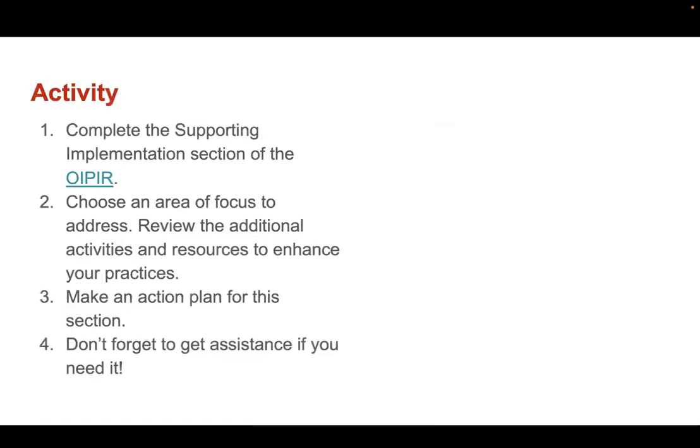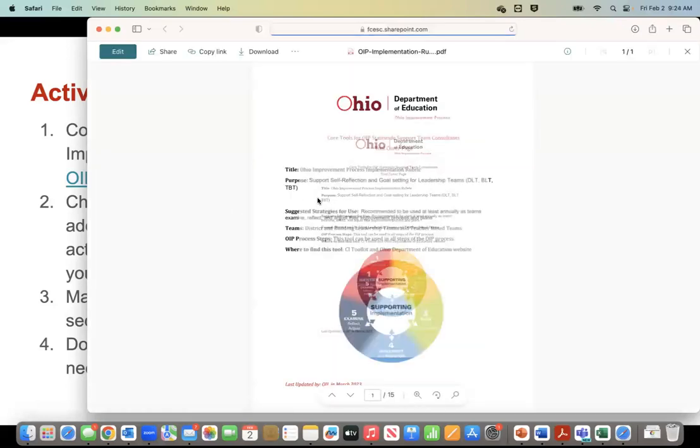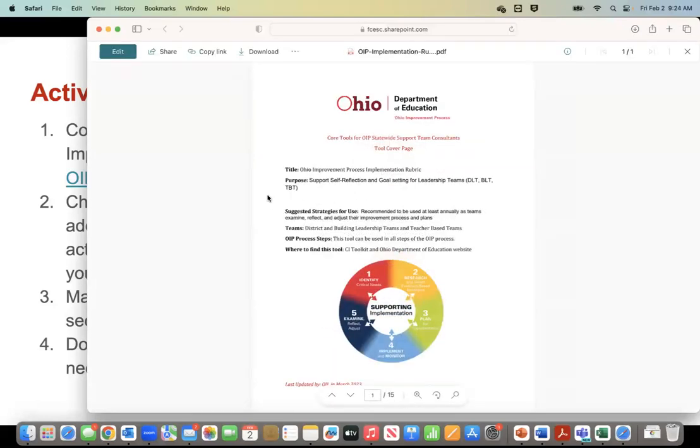All right, so the first activity that we have, if you've looked at it before, it's called the Ohio Improvement Process Implementation Rubric. Morgan's going to drop that in the chat for you if you haven't been able to pull it up on the resources. I've kind of shared it on my screen.